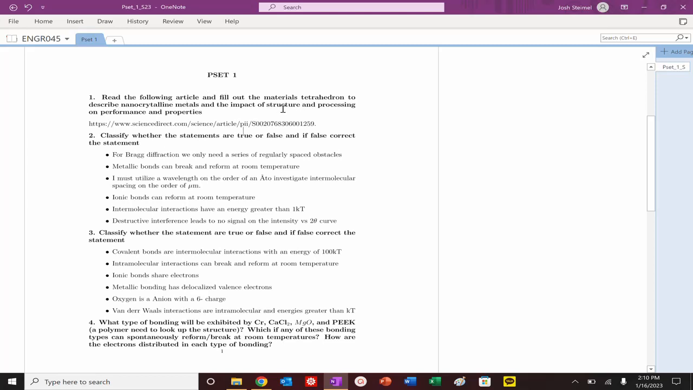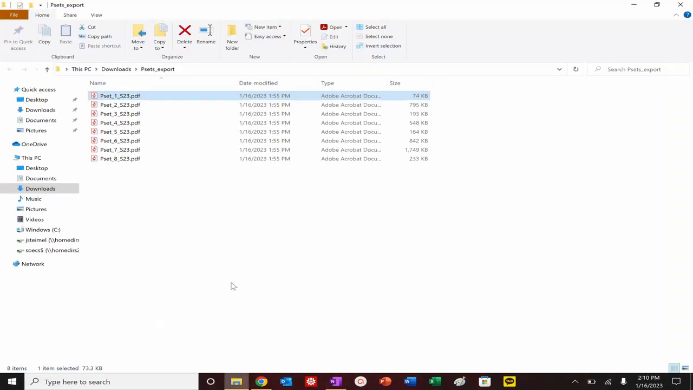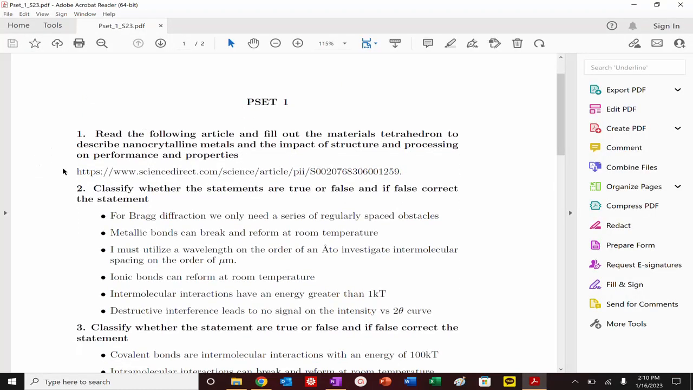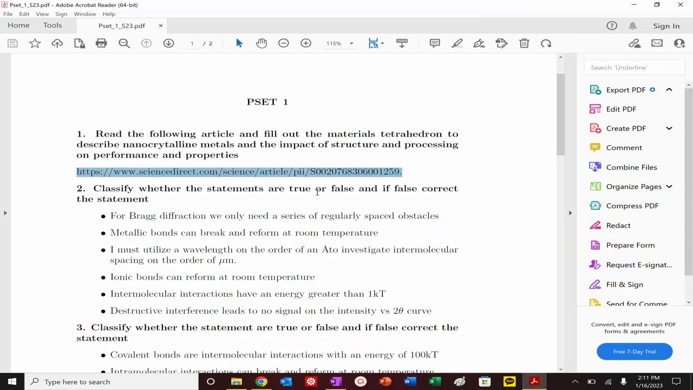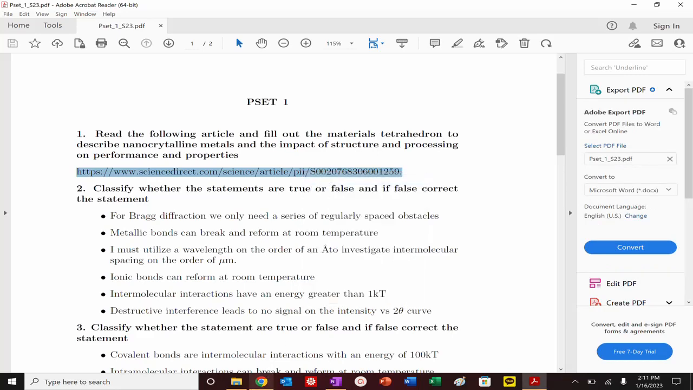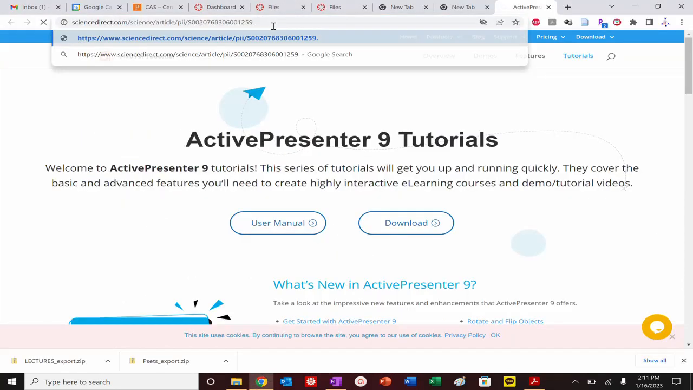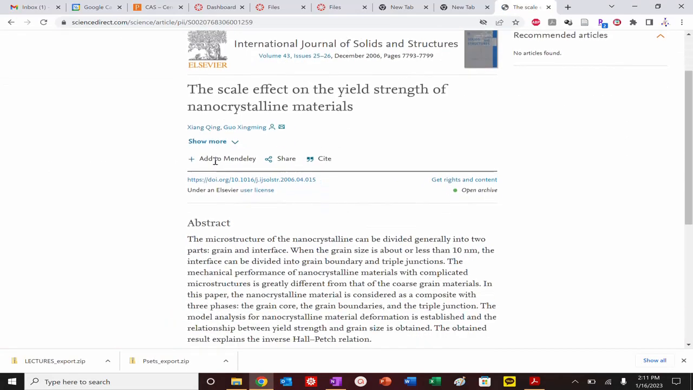Read the following article and fill out the materials tetrahedron describing nanocrystalline metals, the impact of structure on processing. So let's see if we can copy this, but if not, we're just going to go to our good old PDF here. Then we'll copy it here. And we need to figure out what are the steps on our materials tetrahedron. Let's see if we can copy. Nope. Let's see. Copy. Paste. There we go. So let's look at this article.